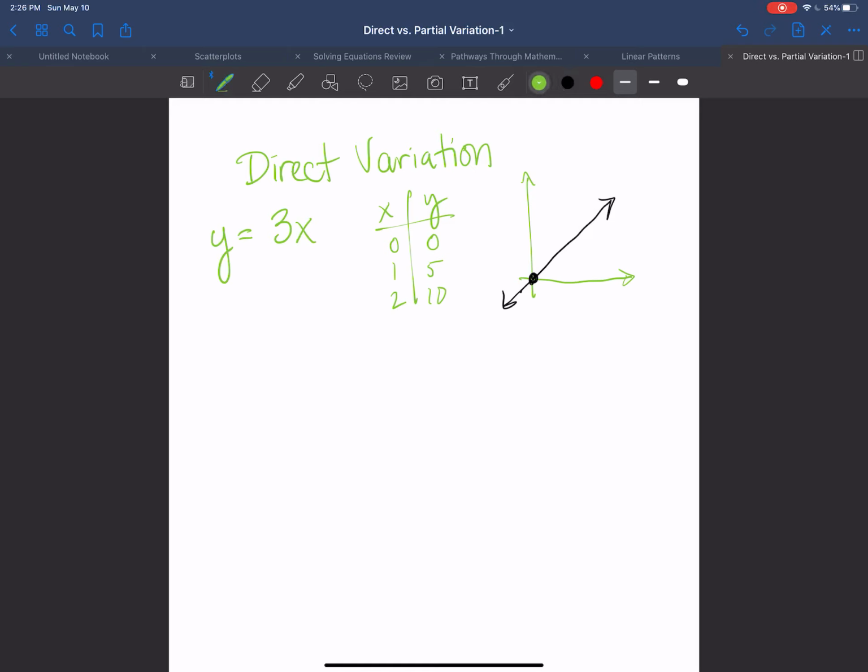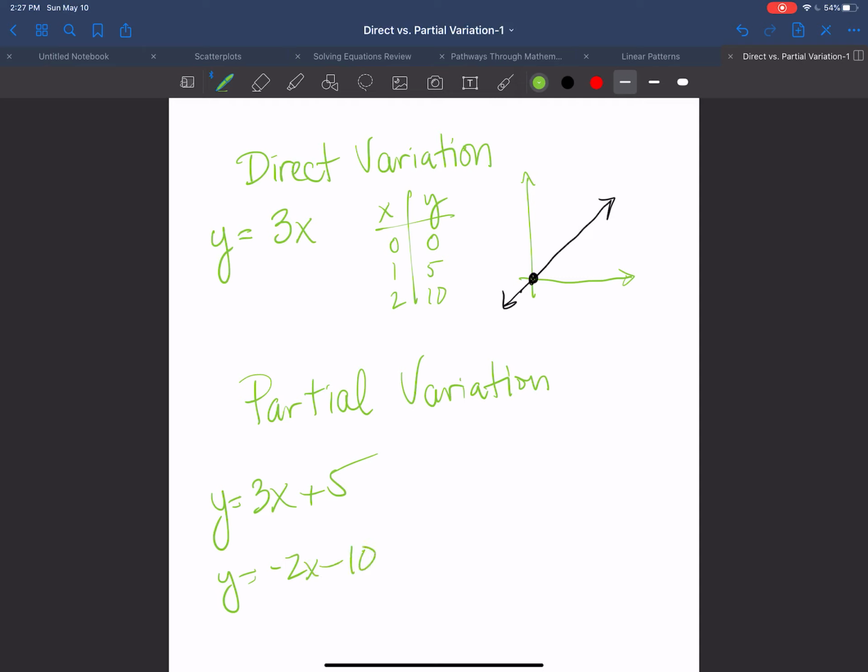Now for partial variation, your equation would start out similarly, but we would add something, or just to show you, you could subtract something as well. These are both partial variation because you're adding or subtracting. And in your table of values, wherever x is 0, y won't be 0. It'll be something else. The other ones don't matter, but as soon as 0 does not match with 0, it's not direct variation, it's partial variation.